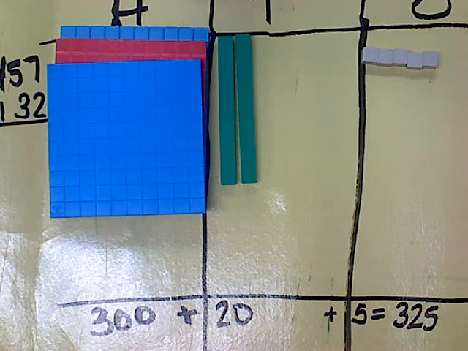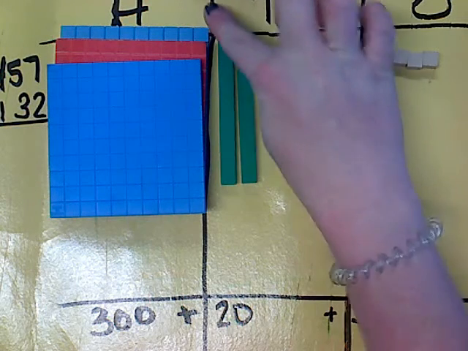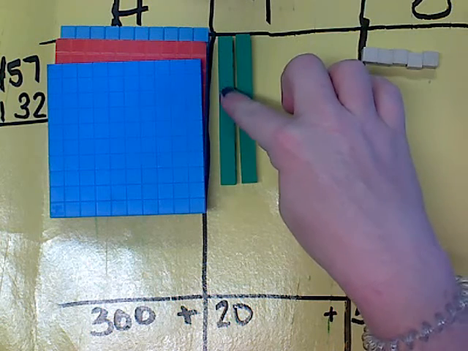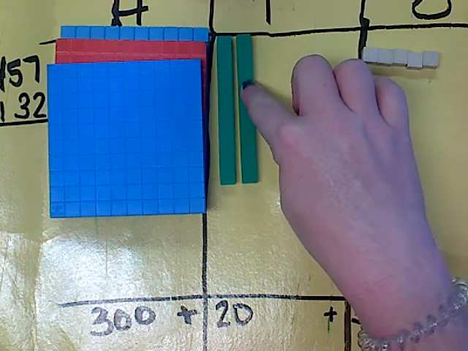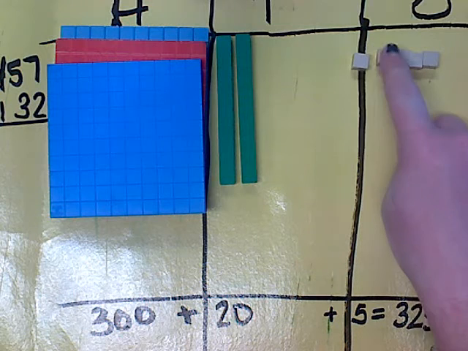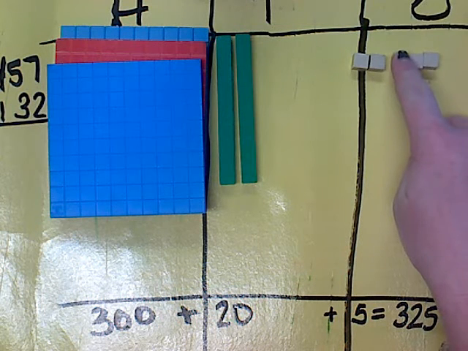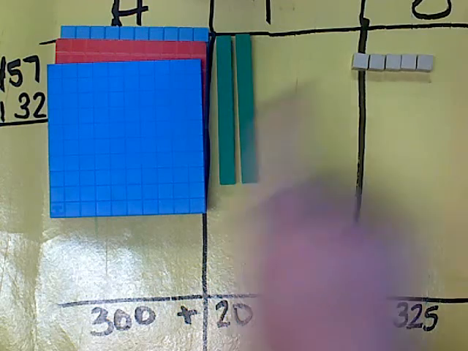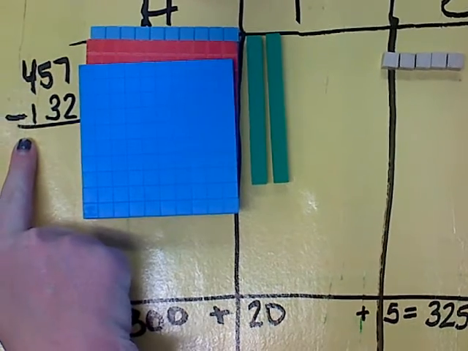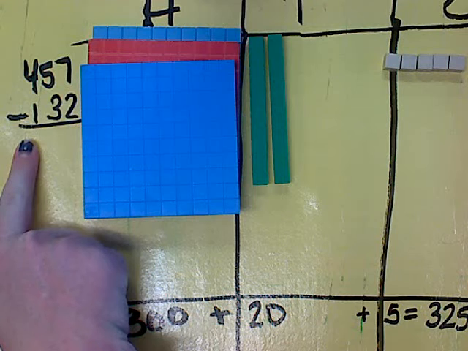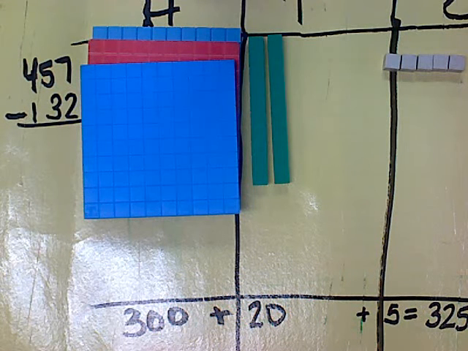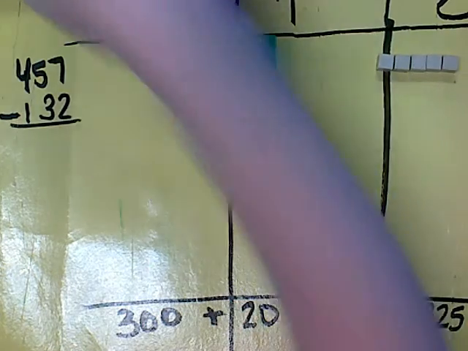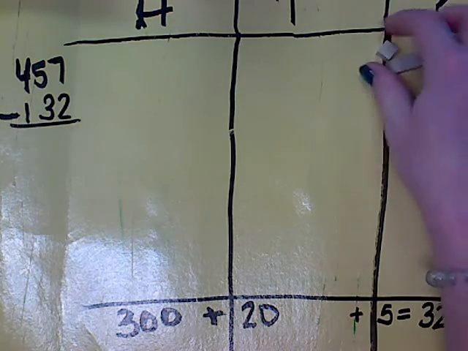I'm going to count my base 10 blocks. I have 100, 200, 300, 310, 320, 321, 322, 323, 324, 325. So the difference of 457 and 132 is 325. I'm going to clear my board and try another problem.